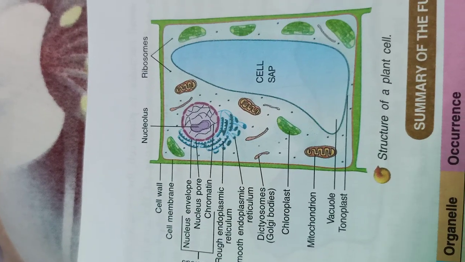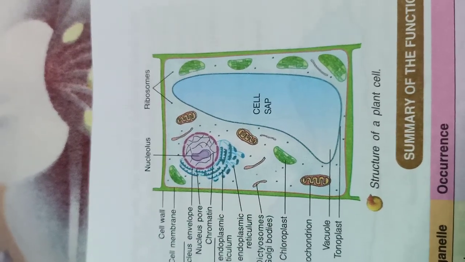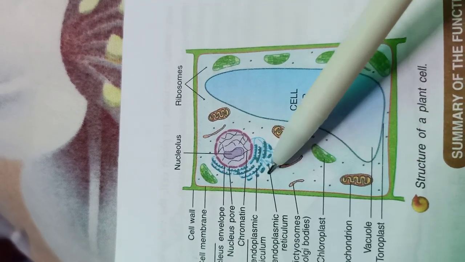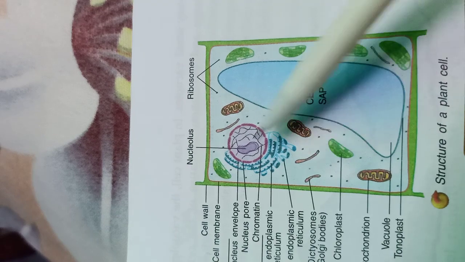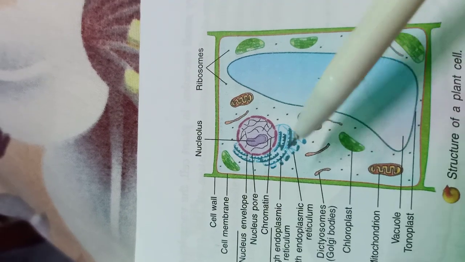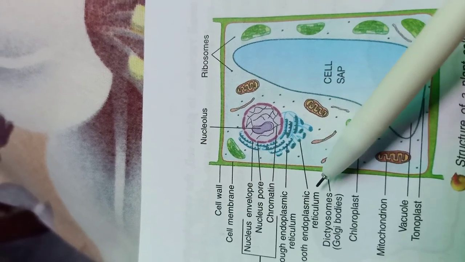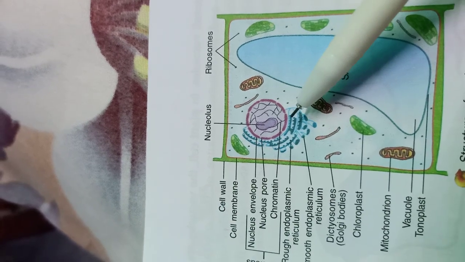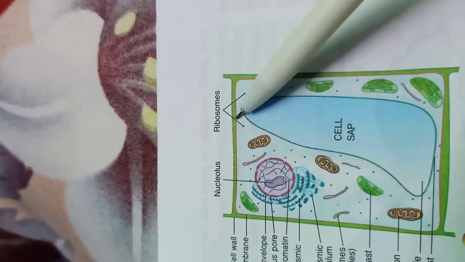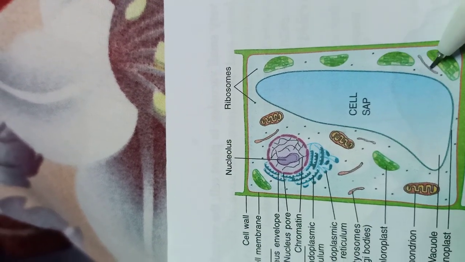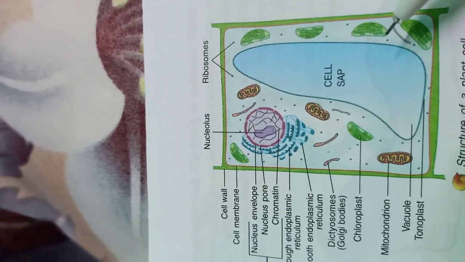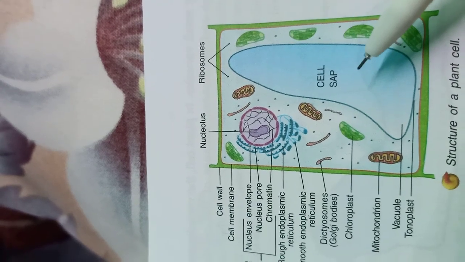Now as you can see, this is the diagram of a plant cell. This whole blue part is known as cytoplasm, and it is jelly-like, and it contains all the other organelles. As you can see, the mitochondria, the vacuole, the tonoplast, the rough endoplasmic and smooth endoplasmic reticulum, all are present inside this cytoplasm only, and this whole blue part is known as cytoplasm. It is jelly-like, and it carries all the other organelles inside it.